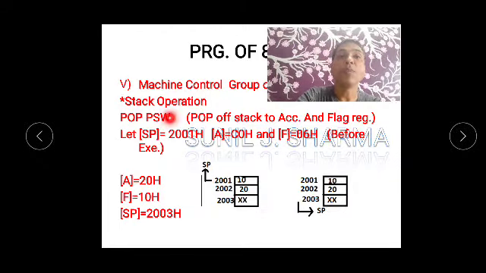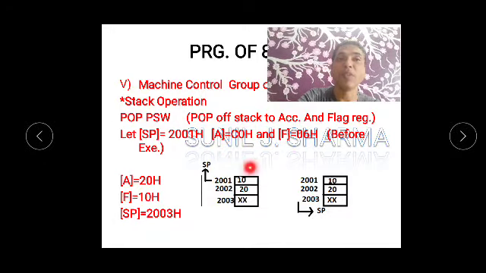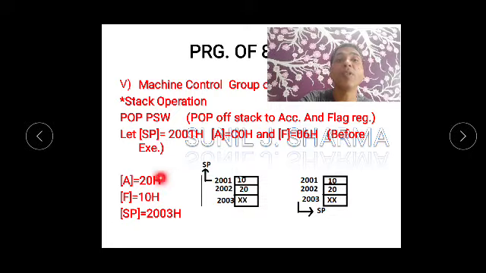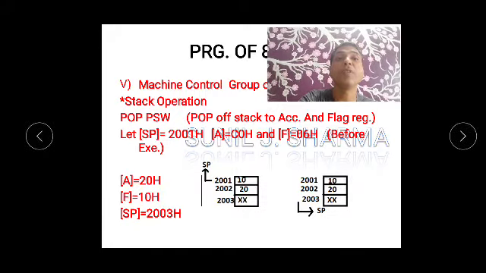Now here you can see POP PSW. So the accumulator contains, I have just taken the same example because I don't want to draw the diagram again. The accumulator content is C0, flag content is 06. So what will happen? Lower order will be going to flag and higher order will be going to the accumulator, and stack pointer will be incremented by 2. I think you can easily understand.